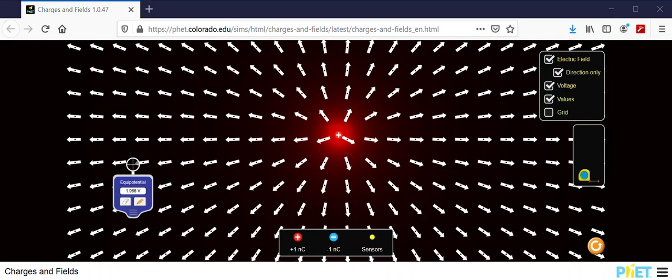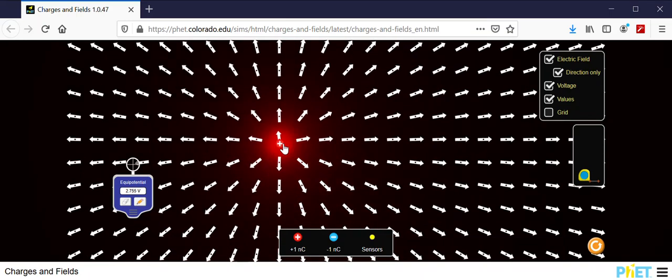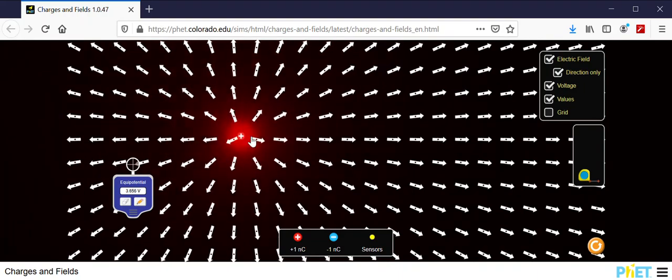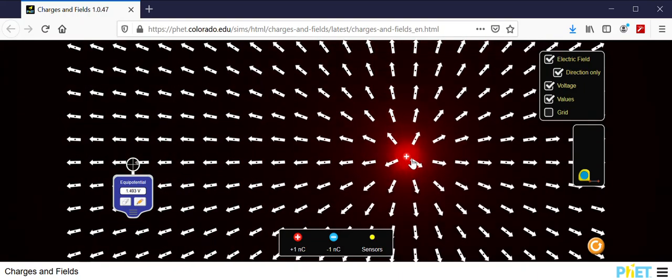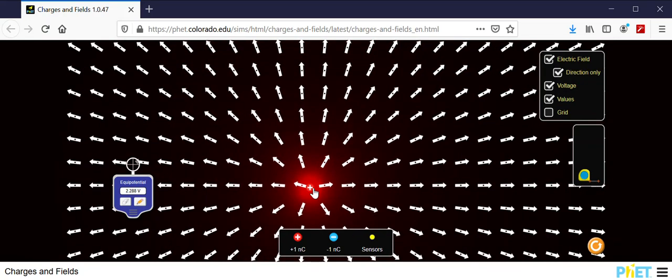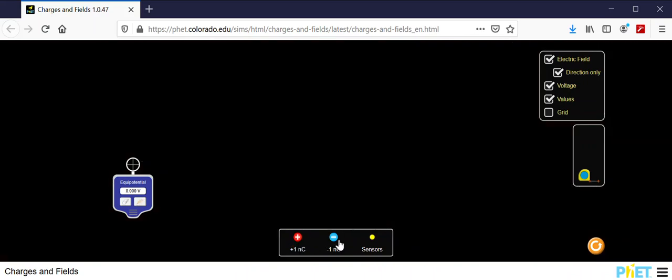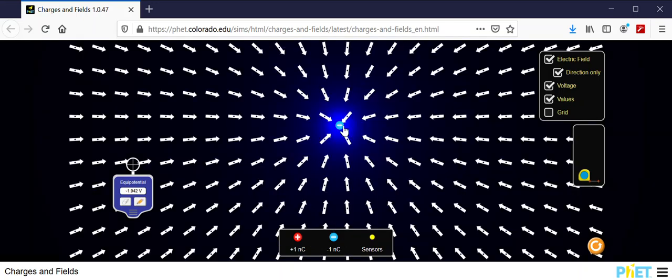The next thing to do is to replace the positive point charge with a negative point charge. To remove the charge, you have to drag it back into its box. So I take the positive point charge, click on it and drag it back. See how the electric field vectors change as I move my point charge everywhere across the screen. It's quite interesting. So I'll take it back to the box now, and I bring in the negative point charge and put it in the middle of the screen.